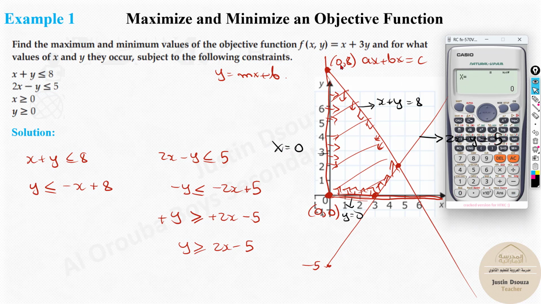So what is the point meeting over here? 0 and 8. That's the answer. We already knew that, but we don't know what's this. So let's find this. Now, which are the two equations? That is this and this equation.